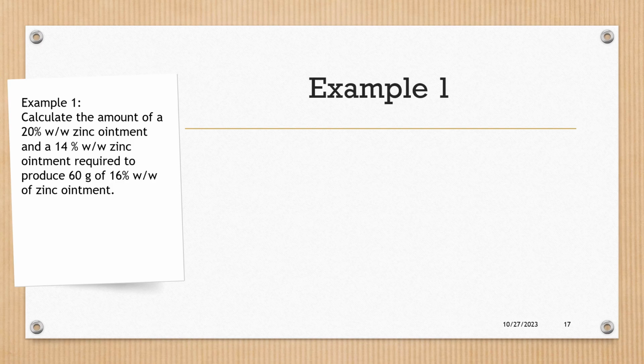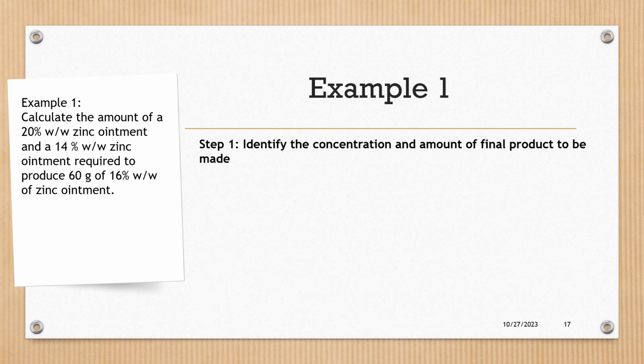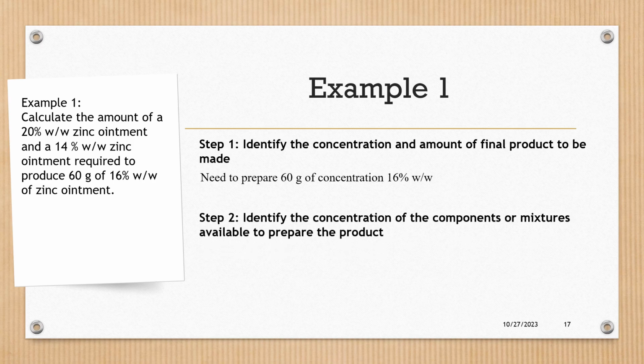Calculate the amount of 20% weight in weight zinc ointment and 14% weight in weight zinc ointment required to produce 60 grams of 16% weight in weight zinc ointment. Now, our first step is to identify the concentration and amount of the final product that we want to make up. So here we need to prepare 60 grams, and the concentration in this case should be 16% weight in weight. Secondly, we're going to identify the concentration of the components or mixtures available to prepare this product.